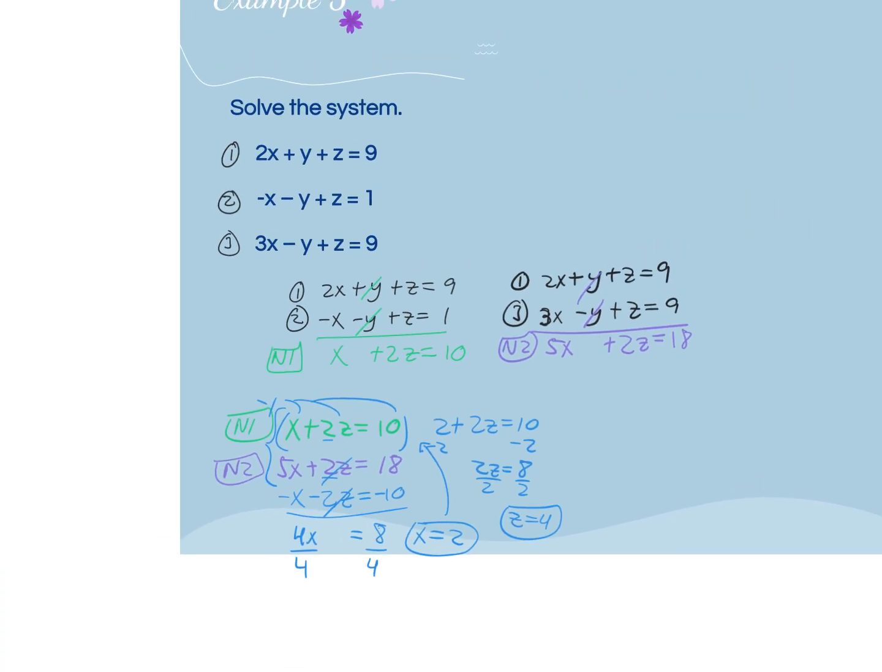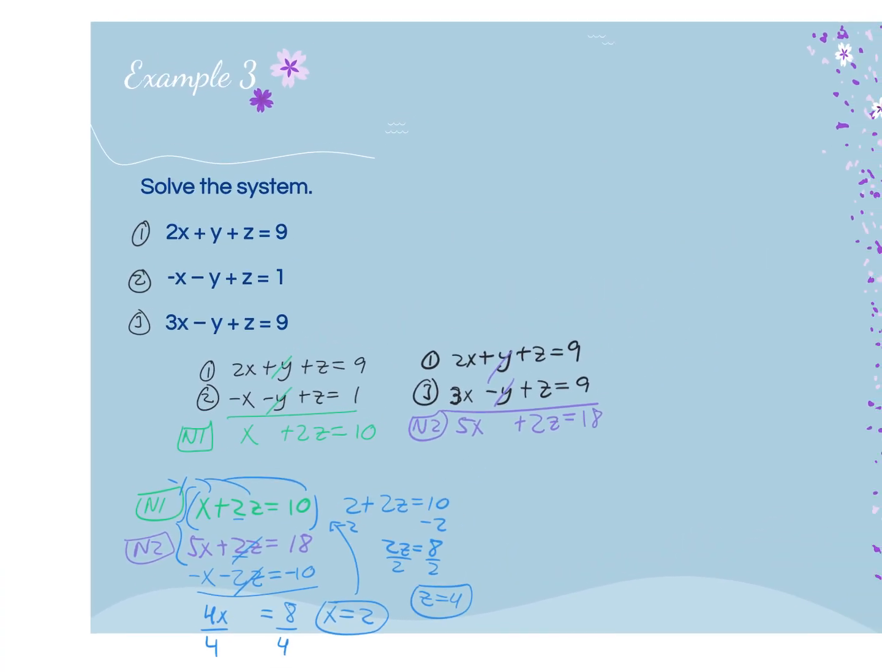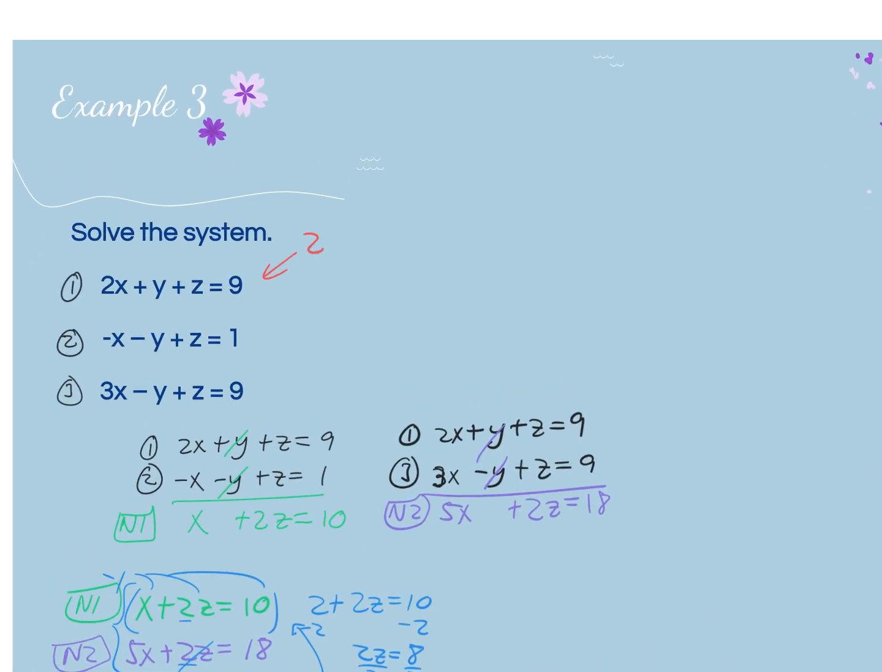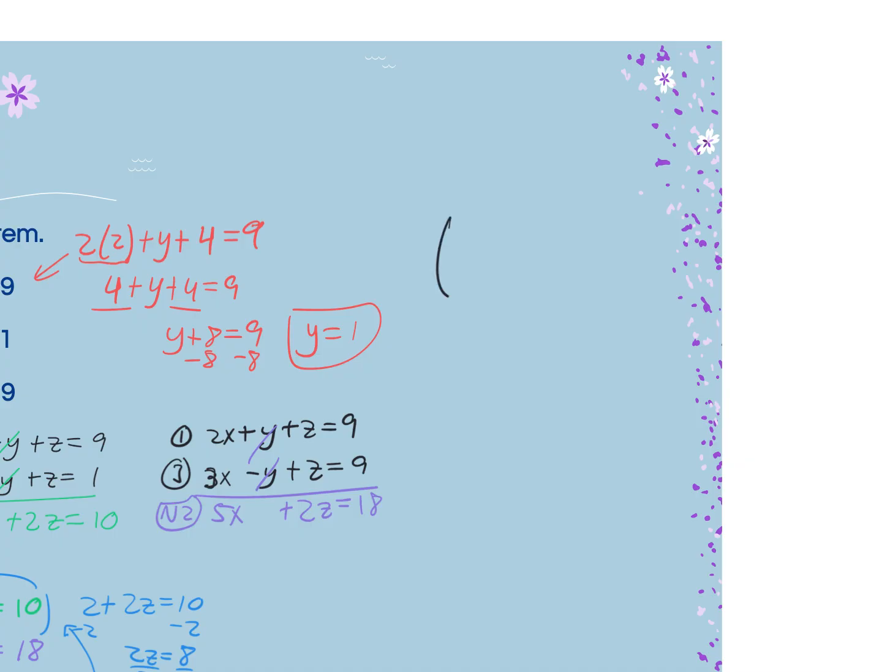All right, so that gets us 2 of our 3 variables. To get the last one, plug it into any of our original equations. It does not matter which one. I'll plug it into the first. I know that x is 2, so it's going to be 2 times 2. I don't know what y is, and I know that z is 4. So plug everything in. 2 times 2 is 4, plus y plus 4 equals 9. 4 plus 4 is 8, so I get y plus 8 equals 9. Subtracting on both sides, 9 minus 8 is 1. So y is 1. Now I have our 3 variables. Your answer as an ordered triple is going to be (2, 1, 4).